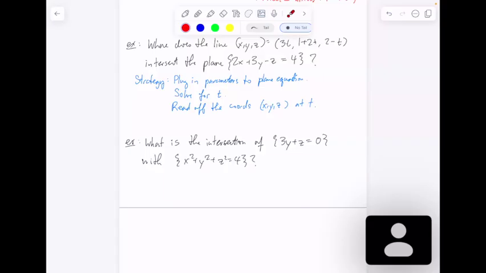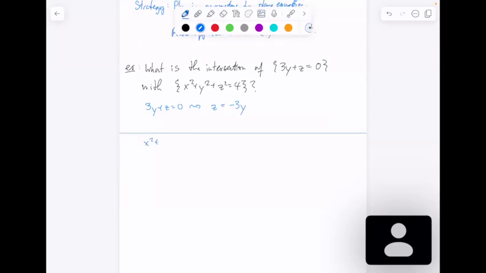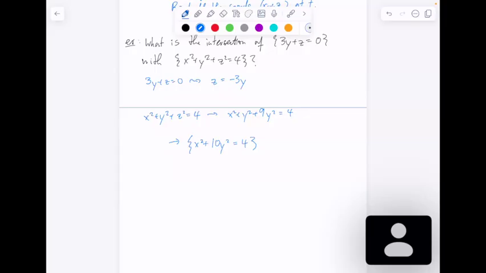Okay, so how might I do the second example here? Well, I could substitute in 3y plus z is equal to 0, which means z is equal to minus 3y. And so x squared plus y squared plus z squared is equal to 4. That becomes x squared plus y squared plus, well, z squared is now 9y squared, which is equal to 4. So this means that x squared plus 10y squared is equal to 4. And now this is kind of a stretched out circle, right?